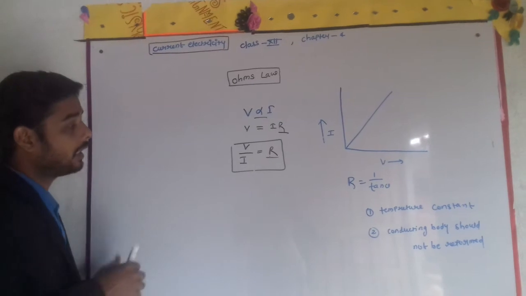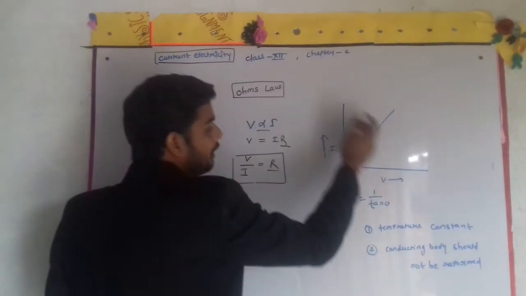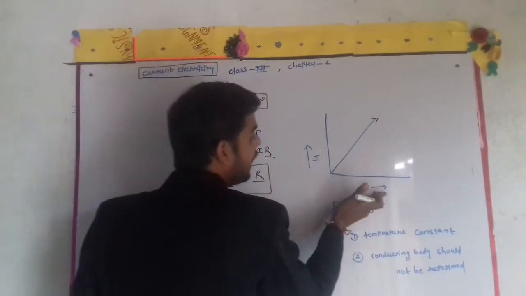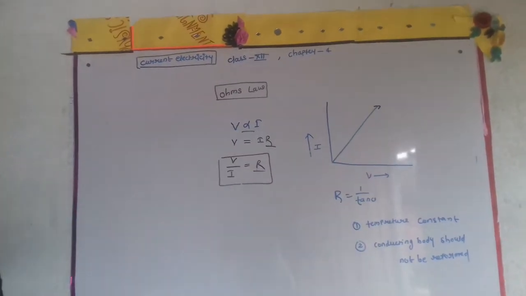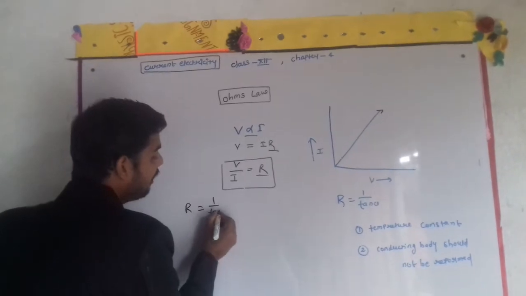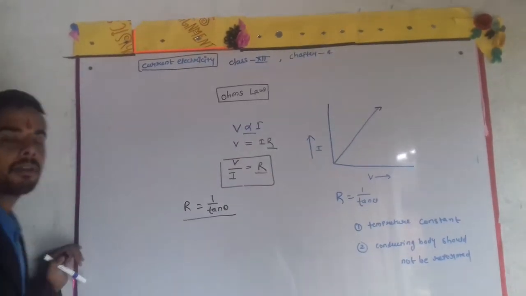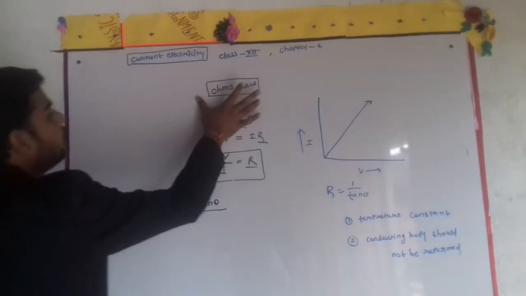If we draw the graph between V and I, then we will get a straight line. Why do we get a straight line? Because V and I are directly proportional to each other. Sometimes R is denoted as R equal to 1 upon tan theta, where tan theta is the slope between V and I. There are also some limitations of Ohm's law.